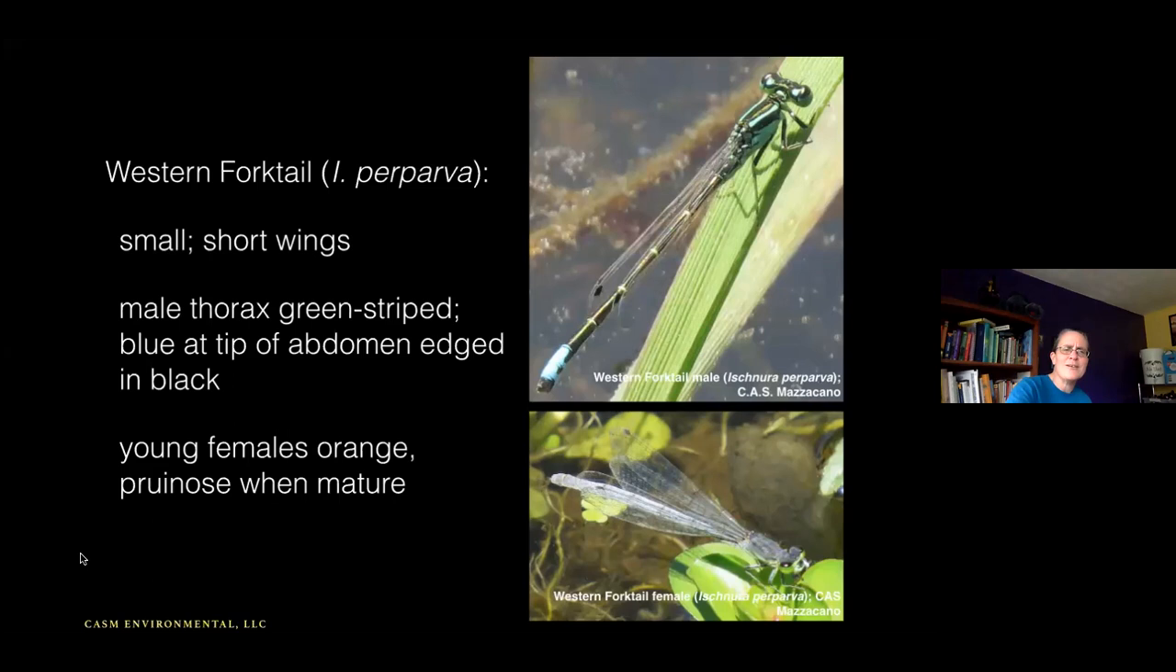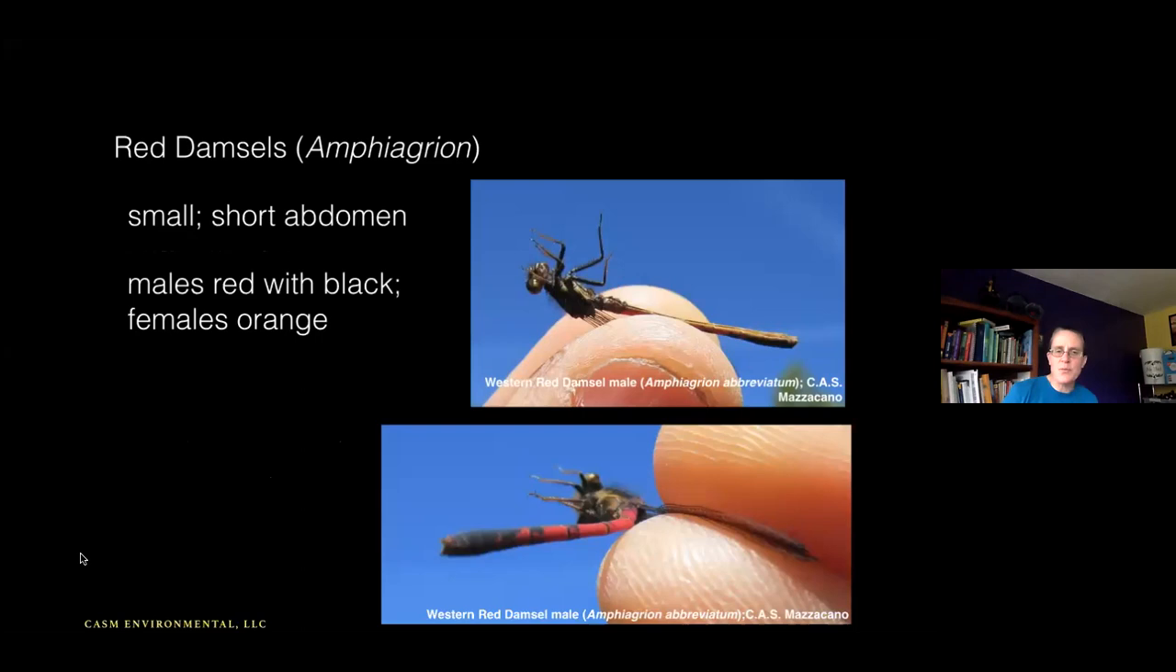Red damselflies are a little bit different. Obviously, they're bright red. They've got a black tip on the abdomen. Again, they're on the species list. I do not expect us to find them at our site, so I'm going to pass through those.